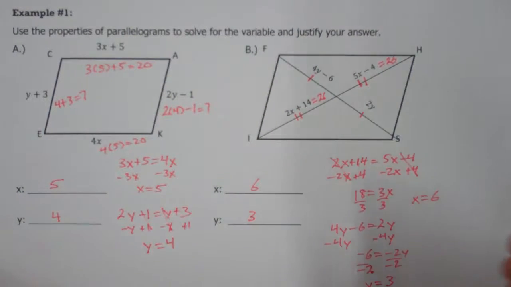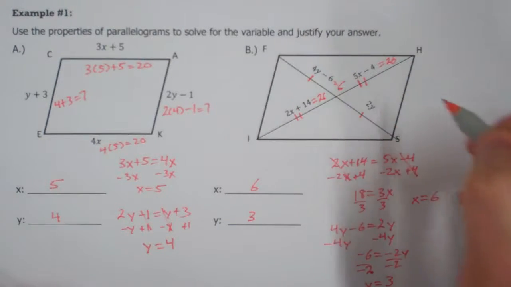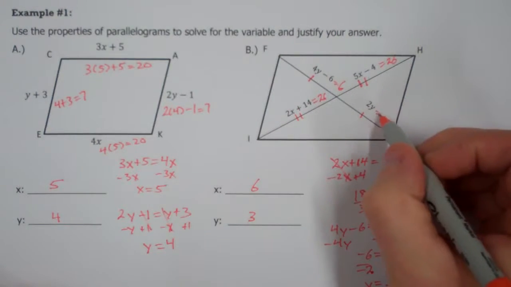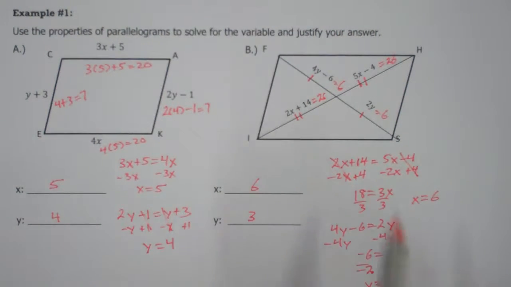We'll go back to the diagram. 4 times 3 is 12, minus 6 is 6. And 2 times 3 is also 6. So that's a possible justification. Hey, we found a value of y that makes each piece the same measure, therefore they are congruent, and that is a property of a parallelogram.